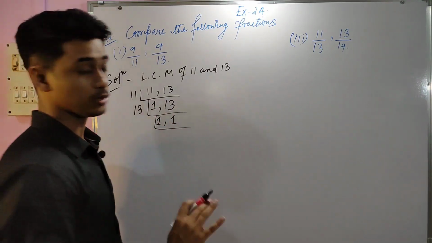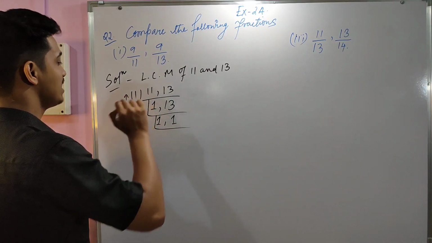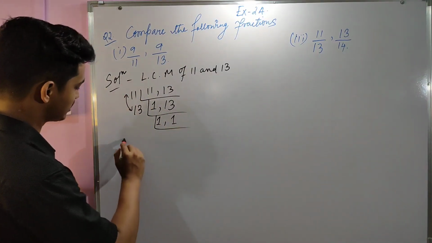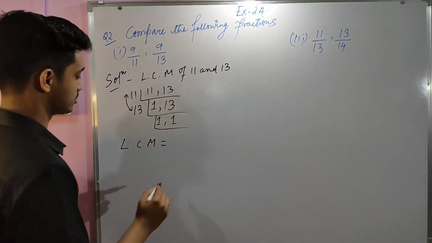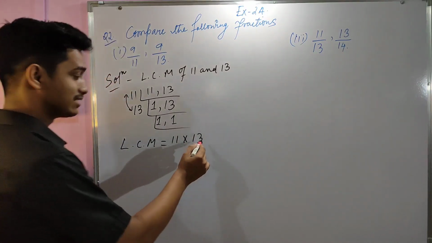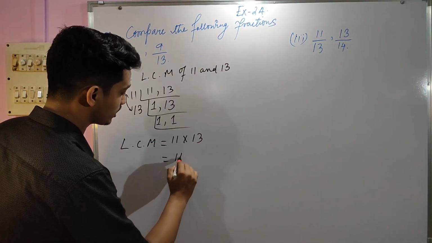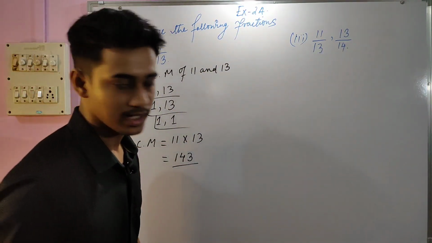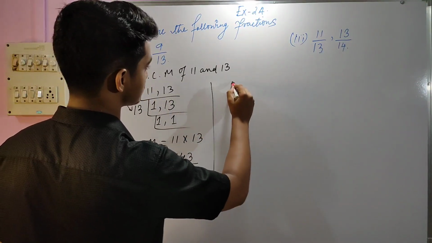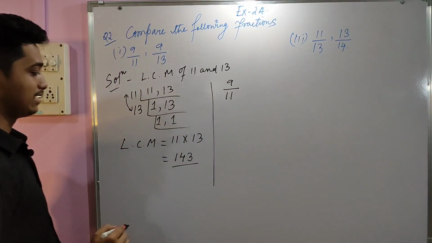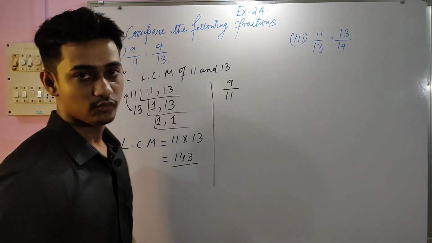Our process is almost done. Now we have to find the LCM. How do we find it? Simply multiply these two numbers, 11 and 13. So 11 into 13 is the LCM of 11 and 13. What is 11 into 13? 13 into 10 is 130, and 130 plus 13 is 143. 143 is the answer. So we have to convert 9 by 11 to an equivalent fraction with a denominator of 143.